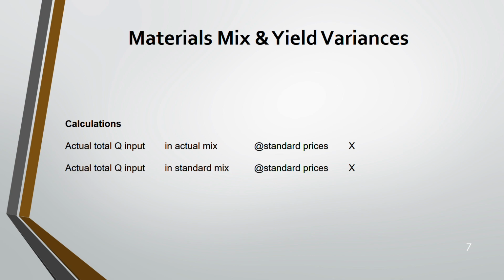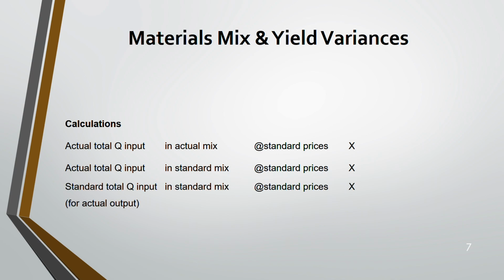This is how you calculate. Actual quantity in actual mix, actual quantity in standard mix, but prices are standard. Then we have standard quantity in standard mix at standard price. So the first two make up mix variance. Just check the first two lines again. Forget about the third one.